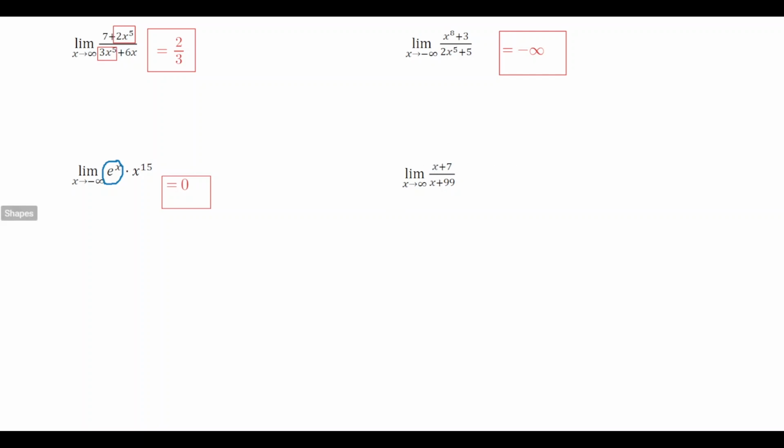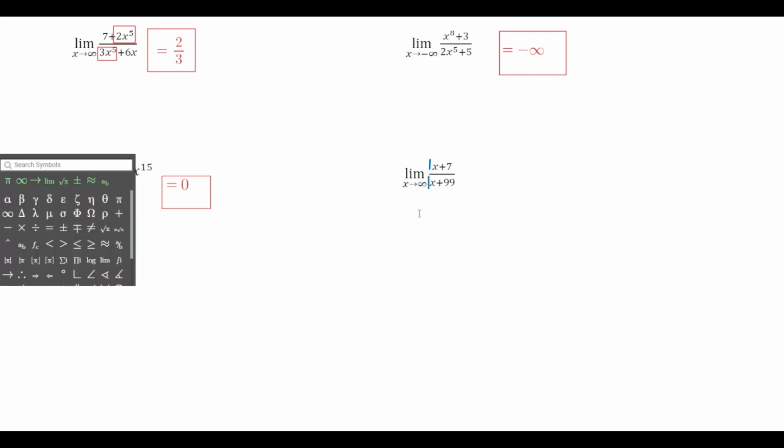Our last problem here is just another good old-fashioned rational expression. You've got a linear on top, a linear on the bottom. The degrees are the same, so we're going to examine the leading coefficients, which is 1 over 1. So this final limit is 1. And that'll be it for the review.